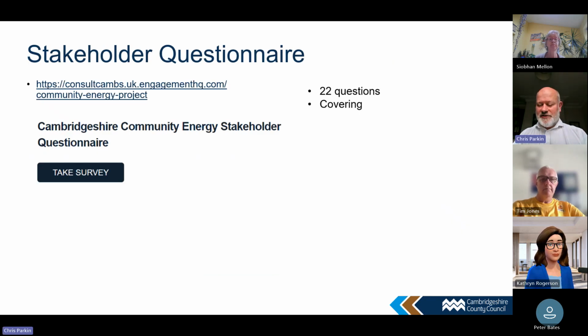The stakeholder questionnaire itself can be accessed at the same web address as the draft action plan. When you go to that web page, you'll find, I think towards the bottom of the page, a section entitled Stakeholder Questionnaire and a big Take Survey button. If you go onto that, you'll find it has around 22 questions. And I say around because the number of questions varies depending on the type of recipient.